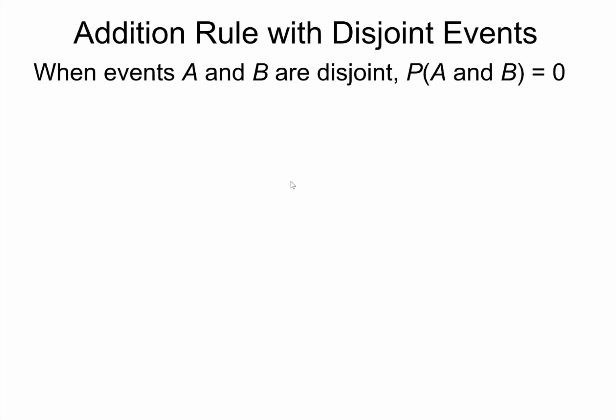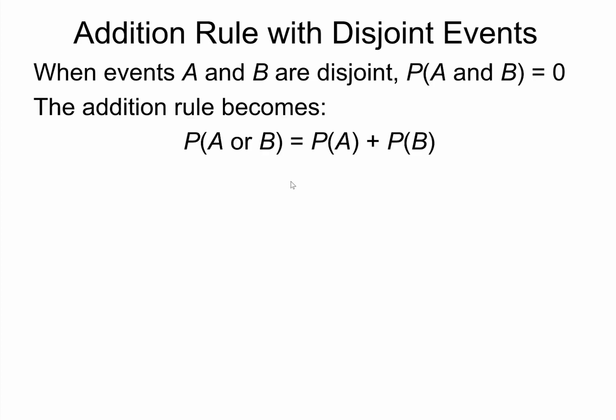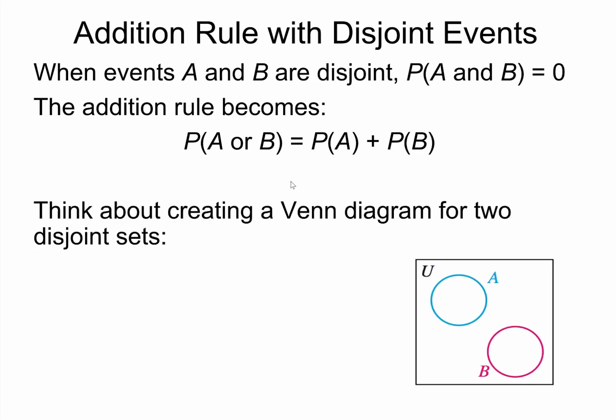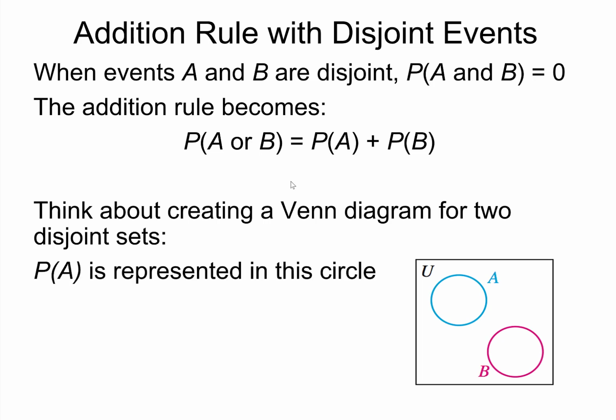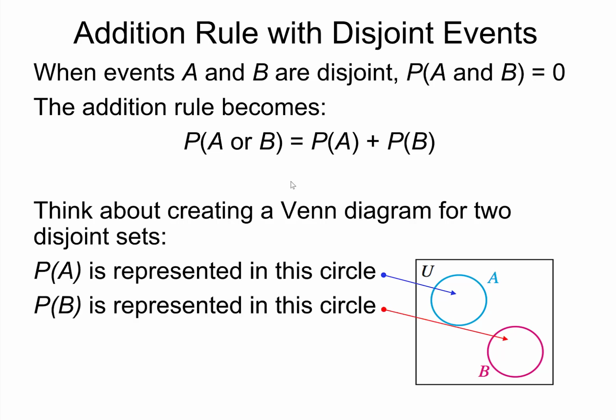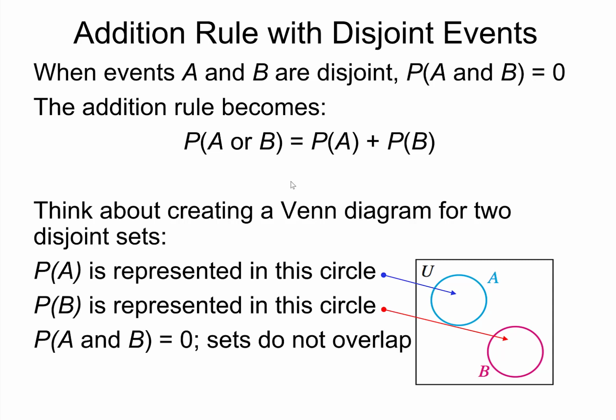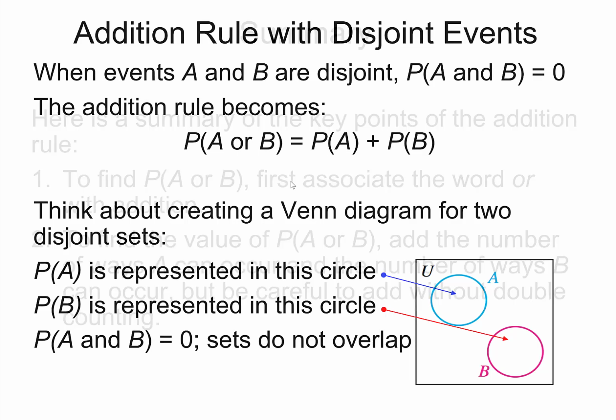The addition rule with disjoint events: when events A and B are disjoint, then the probability of A and B is equal to 0. So the addition rule becomes probability of A or B is equal to the probability of A plus the probability of B. Think about this with a Venn diagram again. This time the two circles in the Venn diagram do not overlap. Probability of A is represented by the circle labeled A. Probability of B is represented by the circle labeled B. Since probability of A and B is equal to 0, the two sets do not overlap, and that's why we don't need the last term in our addition rule when we're working with disjoint events.